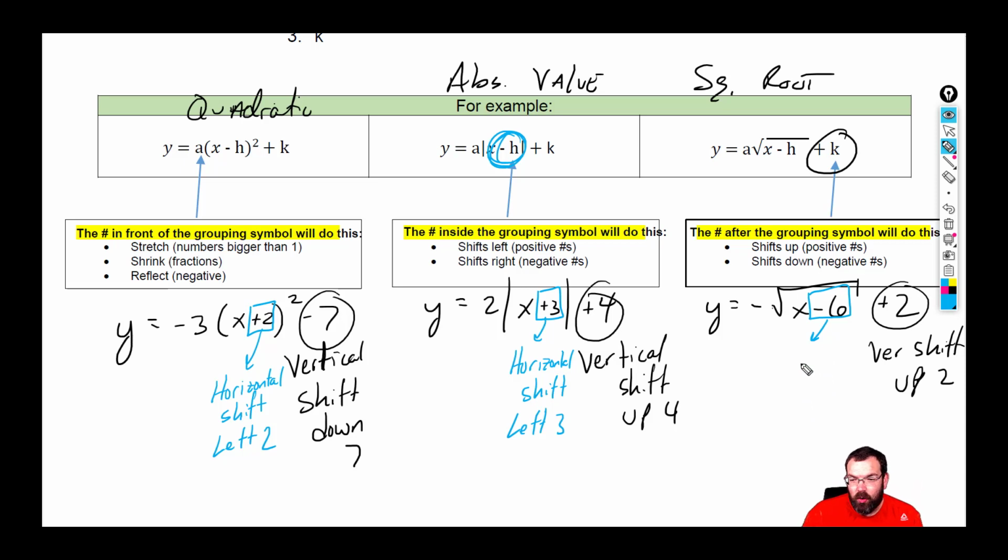This one here, horizontal shift. Which way? Well, that's negative now, right? Negative means now we've got to go right 6. We've got to go opposite. So make sure we understand that horizontal is opposite, no matter where it is. Horizontal, always opposite. Always.